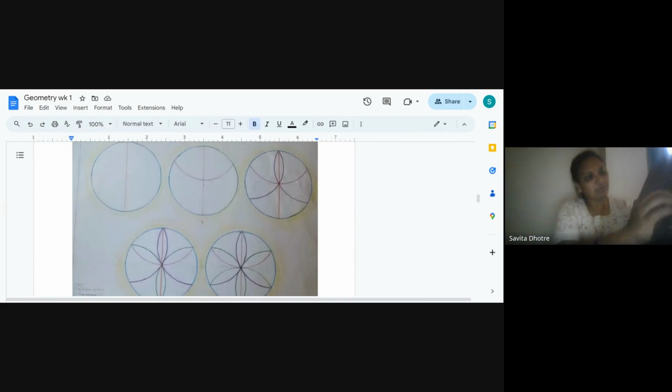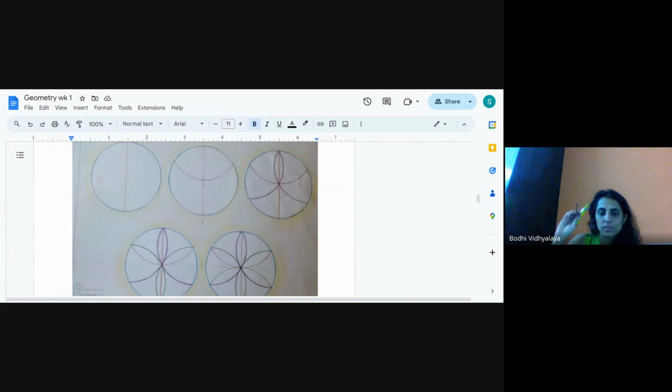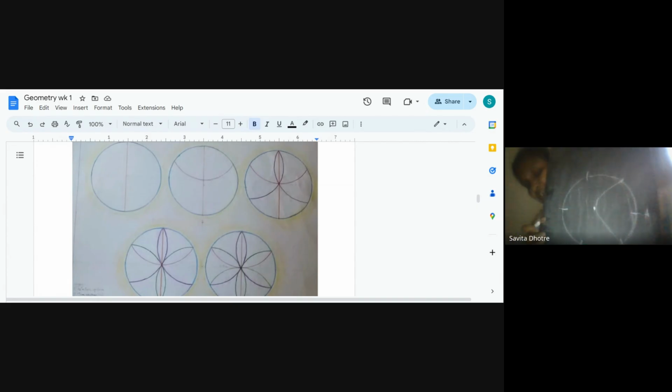So I would say, with A as center and radius equal to the same radius, I draw an arc. Using that instrument only, same radius, yes, I could do it. So like that, you do from every point, and you'll be able to finish that 6 petal flower. So from every point, if you do that arc, you'll be able to finish that.